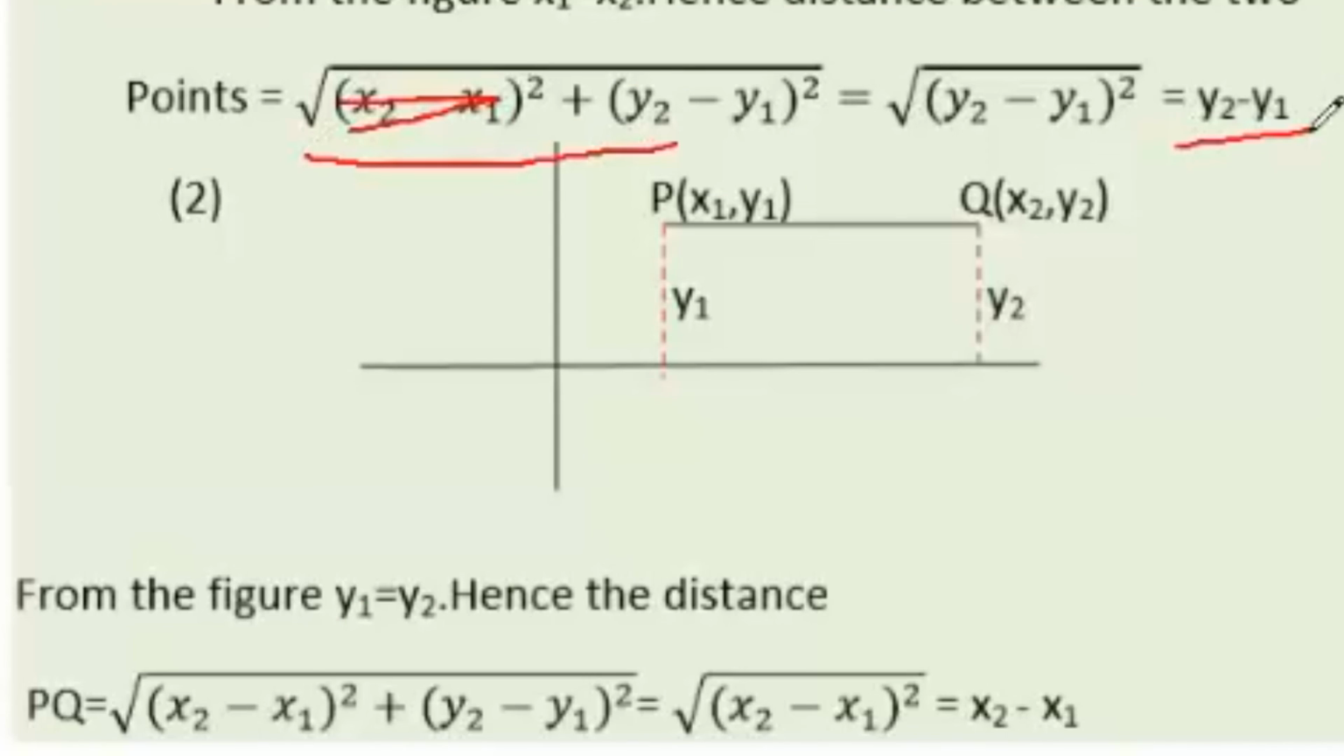Now second case. In second case, PQ is given parallel to x-axis. So the figure will be like this. PQ is parallel to x-axis. In this case, since the line PQ is parallel to x-axis, this distance y1 and this distance y2, you can see from the figure, these two distances will be equal. Now again we use the distance formula. In this distance formula, since y1 is equal to y2, this term y2 minus y1 will be cancelled.